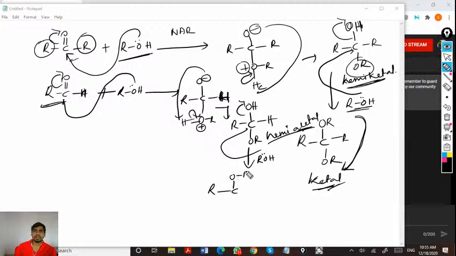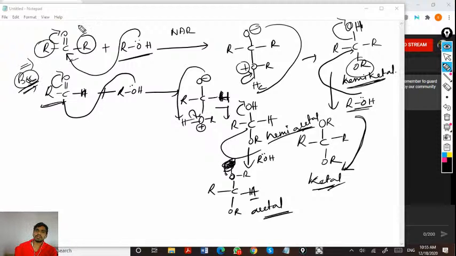So OR plus, and OH minus, and this H plus will give H2O. This will become OR, and this also becomes OR, and this is hydrogen. So this is called acetal. Okay. In your BSc level also this reaction is there. Formation of acetal and ketals was repeatedly asked in your examinations also.